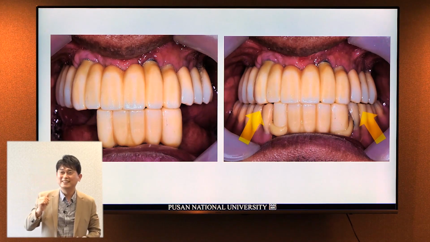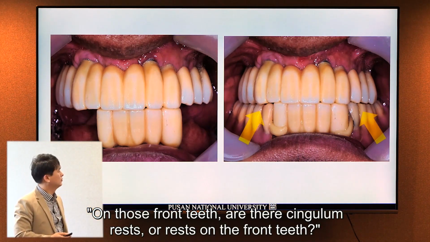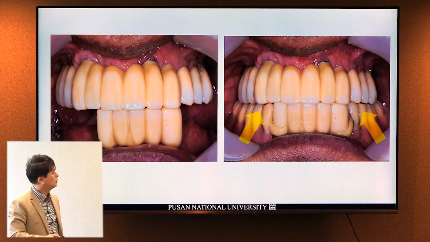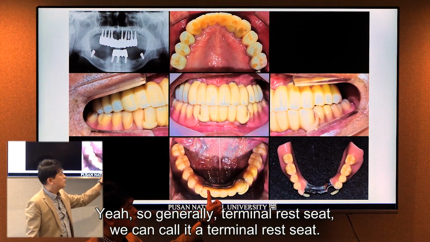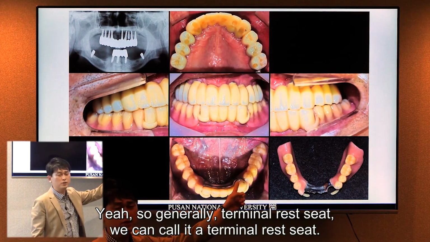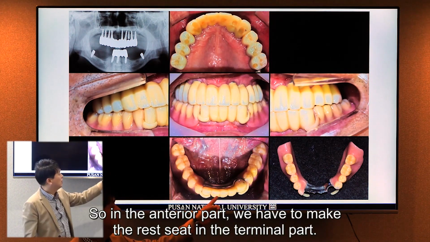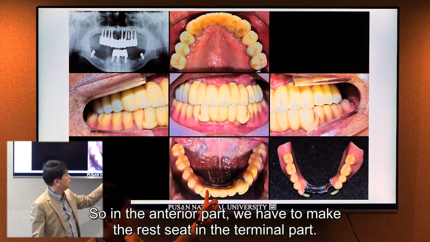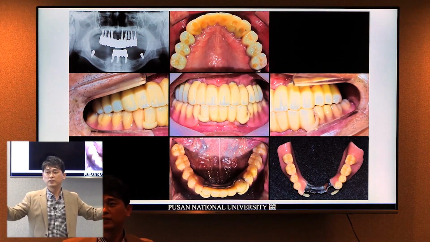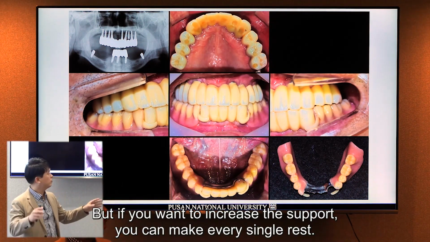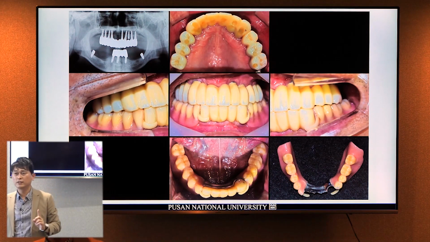Do you have a question? On those front teeth, are there cingulum rests or rests on the front teeth? Yeah, sure. There are. Generally, we can call it the terminal rest seat. So in the anterior part, we have to make the rest seat in the terminal part. But if you want to increase the support, you can make every single rest.